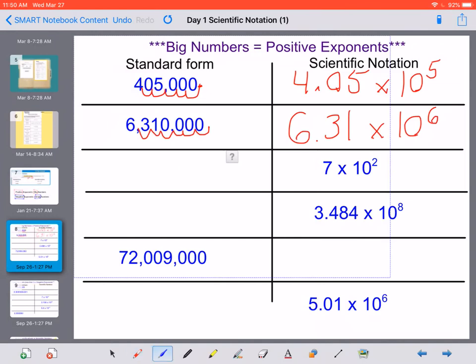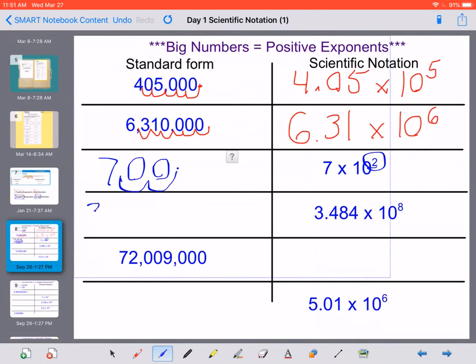Now when we have it in scientific notation, but they want us to write it in standard form, we've got to start with our number. Well, that's 7. Now it says times 10 to the second power. So we're going to imagine there's a decimal point here, and we're going to go back 2 spaces. So 1, 2. Put a decimal point there. Then I'm going to add these zeros in our spaces, so this number is 700.